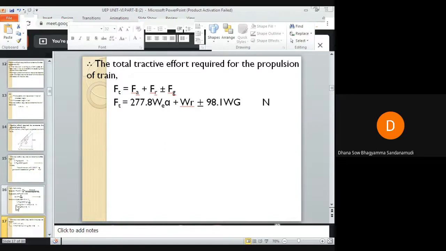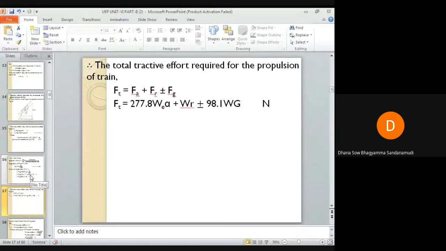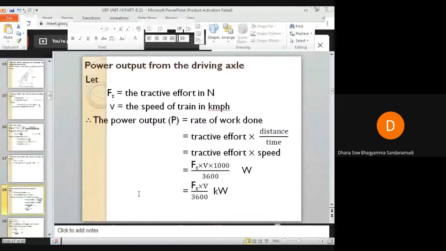Now let us see the power output of the driving axle. F is nothing but the tractive effort, and let us assume V is the speed of the train in kilometers per hour. The power output is rate of work done. With respect to a train, you can write it as tractive effort into distance by time. Distance by time is nothing but speed, so tractive effort into speed. Tractive effort is nothing but Ft, and speed is V.